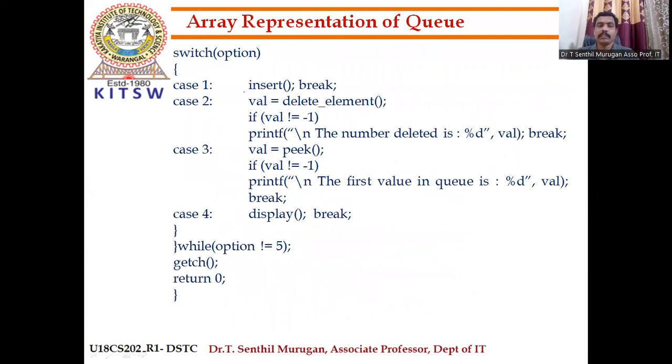If it is the first option, we simply call the insert function. If pressing 2, we call the delete element function. After deleting, that value will be returned here. If the value is not minus 1, we simply print the number deleted. Then if the given value is 3, it calls the peek function. It will return the value which the front is pointing to in the queue. Okay, so this is the main function.